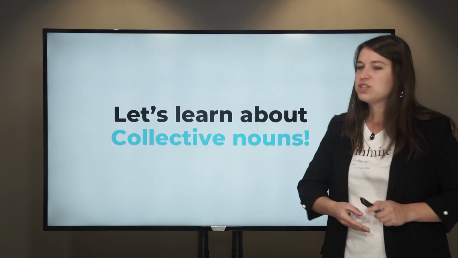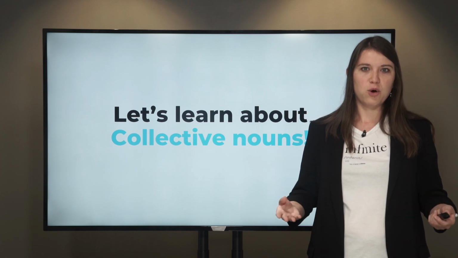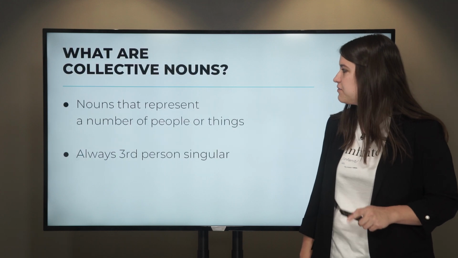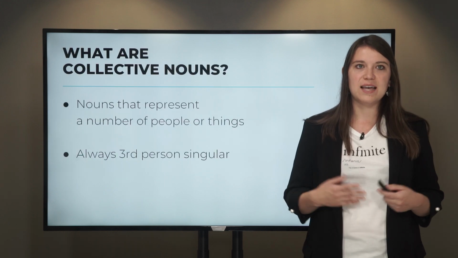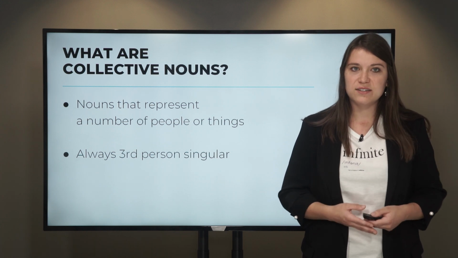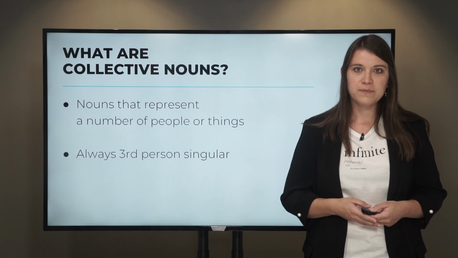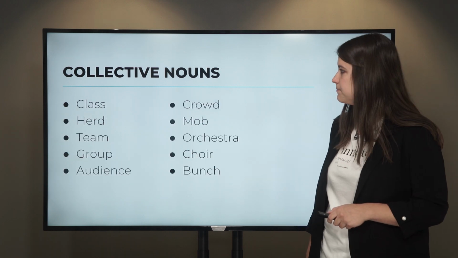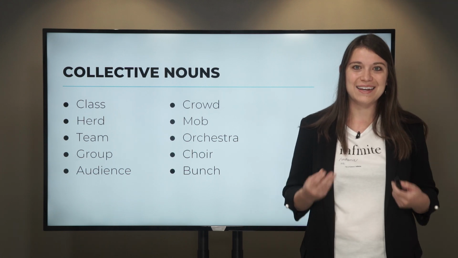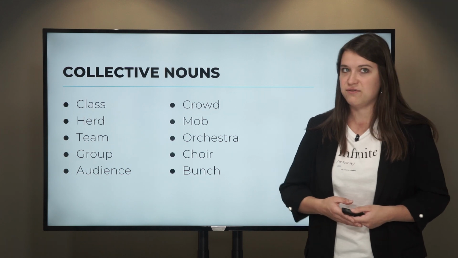So let's talk about collective nouns. So you may be thinking, okay, I know what nouns are, but what is a collective noun? A collective noun is a noun that represents a number of people or things. And when we use collective nouns, we always use the third person singular. So let's look at some examples. A class, so right now you are participating in a class and this is a group of people, more than one, so this is a collective noun.